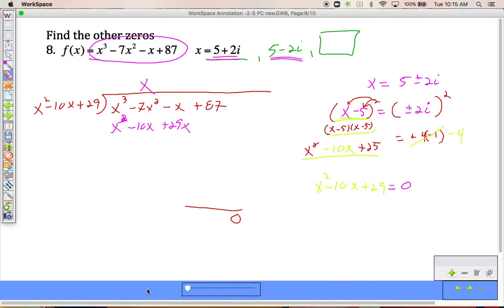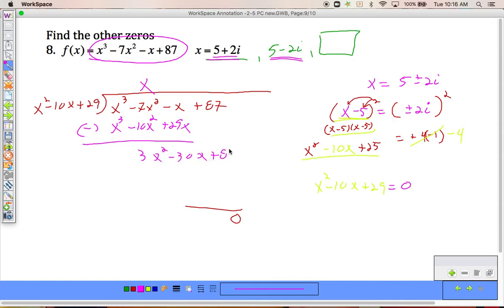I'm going to change my exponents. So I have an x to the third minus 10x squared plus 29x. I'm going to subtract 3x squared minus 30x plus 87. So now I'm going to put a plus 3. 3x squared minus 30x plus 87. I subtract, I get my remainder of 0. So that tells me my other factor is x plus 3, which is my solution, negative 3.